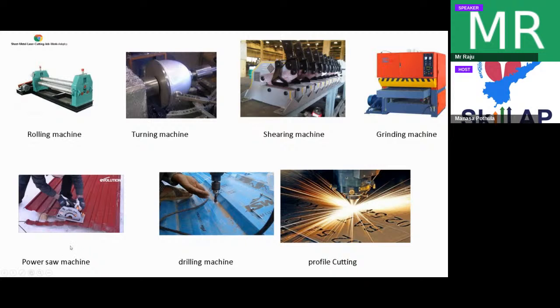And then we have the power saw. The power saw is used to cut or shear the sheet metals. So this is a power saw machine. And then we have the drilling machine to drill holes and to insert the fasteners into the sheets. And as I told, this is the power profile cutting. So we will feed the inputs to the machine, and the laser or the plasma will cut it with precision and give us the necessary output that we require.